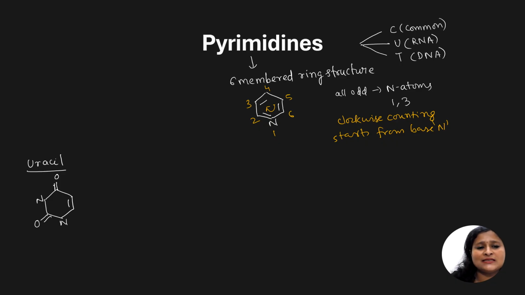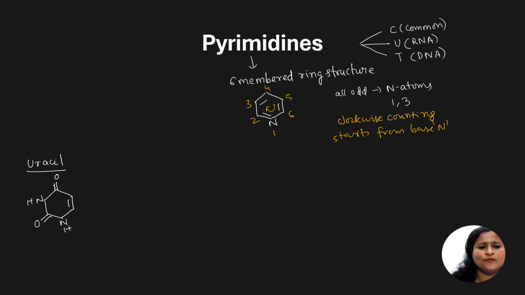Now, because the carbonyl bond is made, the double bonds are not present here. In the core structure, you had the double bond in this position and this position. They are absent in uracil. Rest, you just satisfy the valence. So, NH. This is the structure for uracil.